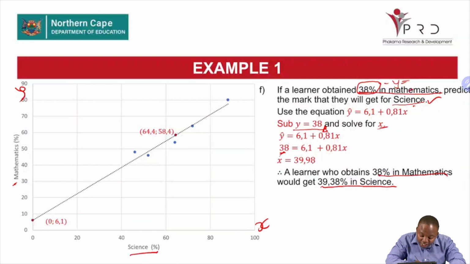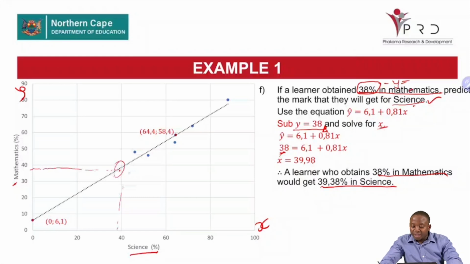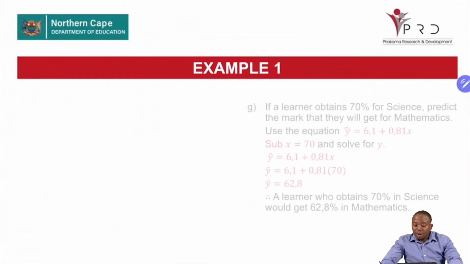And we can check 38. Let's check 38 in mathematics. 38 is just below 40 there. Then our Y value, you can see it will be somewhere there. It will just be around that area there. Right. Now let us move on.